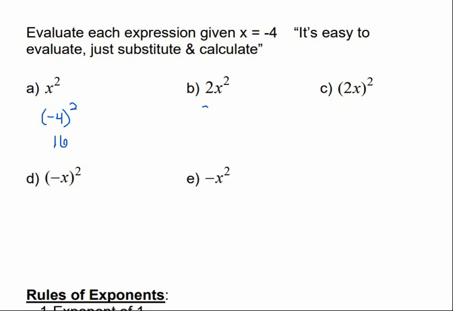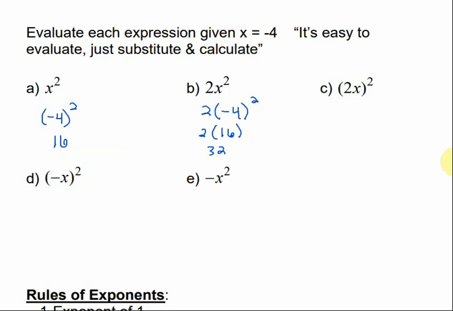For b, we have 2, and then in parentheses, -4 squared. We have to follow order of operations, so we're going to do the -4 squared first, and we know that -4 squared is 16. Then we multiply 2 times 16, which is 32.